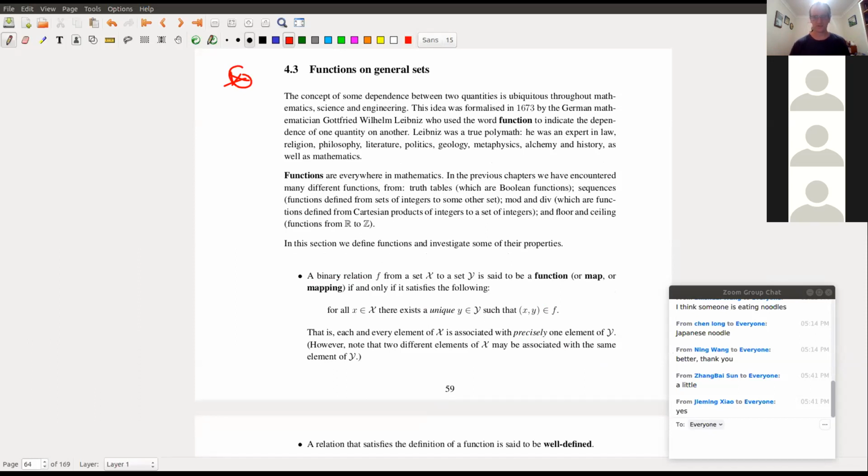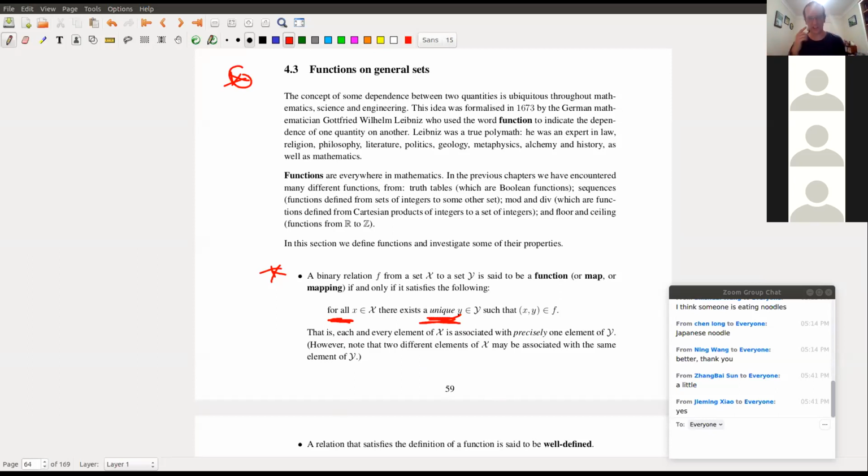So again, what the definition is: we've got a binary relation. Going down to here, lots of definitions. A binary relation from set X to set Y is said to be a function. You also hear it called a map or a mapping if it satisfies the following. For all x in the first set, every point in the first set has to have a unique value in Y. So this is the really important one. It's unique.